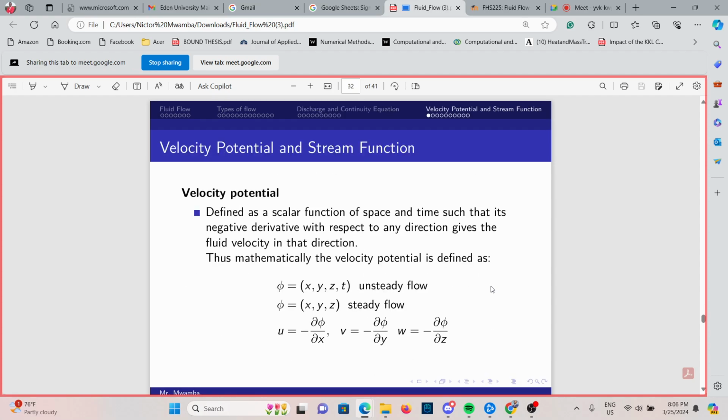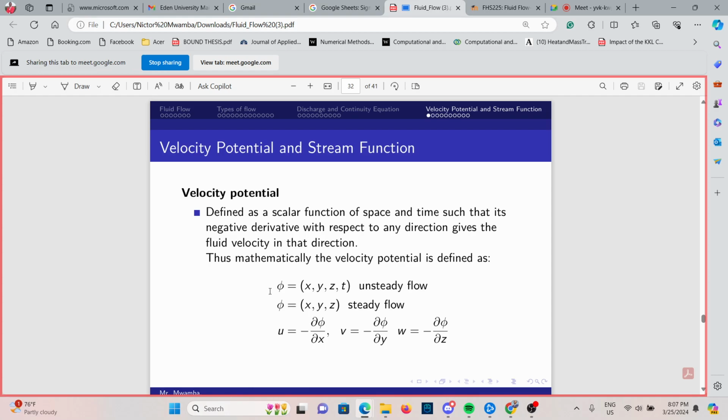So next we're going to talk about the velocity potential and stream functions. These are relationships that relate to the velocity, and we can use them to determine a lot of things, and we can write them in different forms. Now the velocity potential is a scalar function of space and time such that its negative derivative with respect to any direction gives the fluid velocity in that direction, and it is given by this symbol phi.